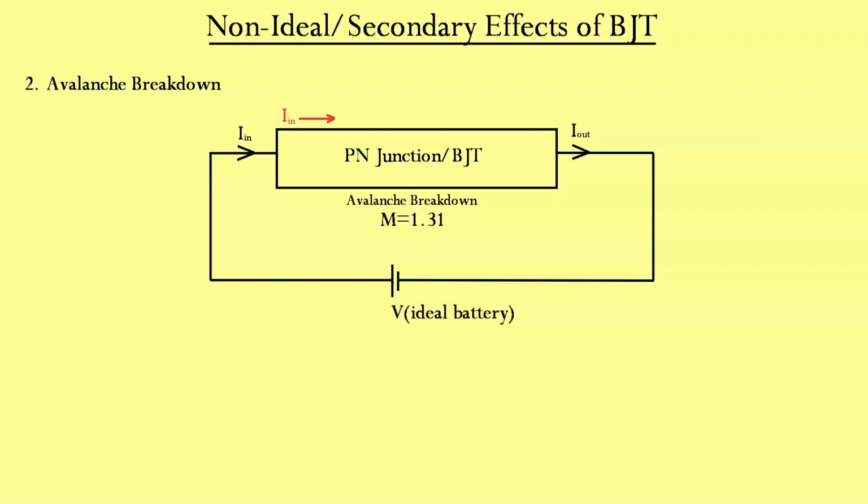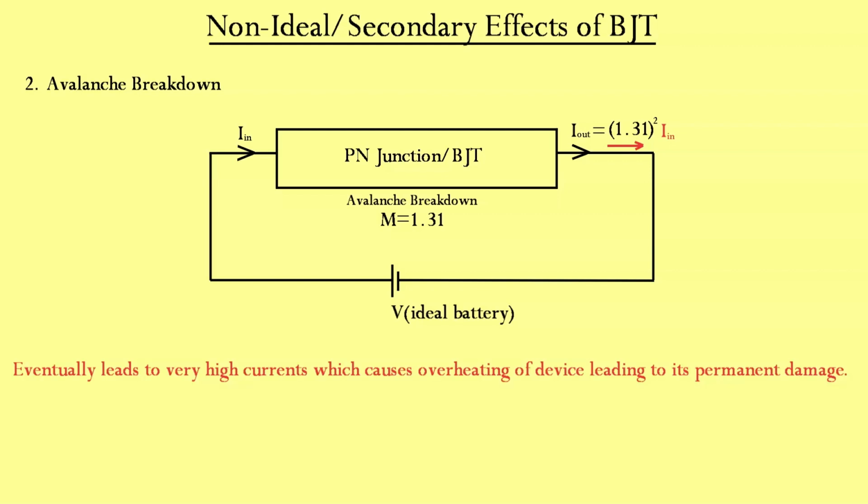Let's say initially input current enters the device and after some time it comes out of device being multiplied by 1.31. This output current eventually has to come back at input terminal and passing through the device it will again be multiplied by 1.31. The output current further increases by a factor of 1.31 and this procedure will keep on repeating and if uncontrolled will lead to very high currents which can cause the device to overheat.